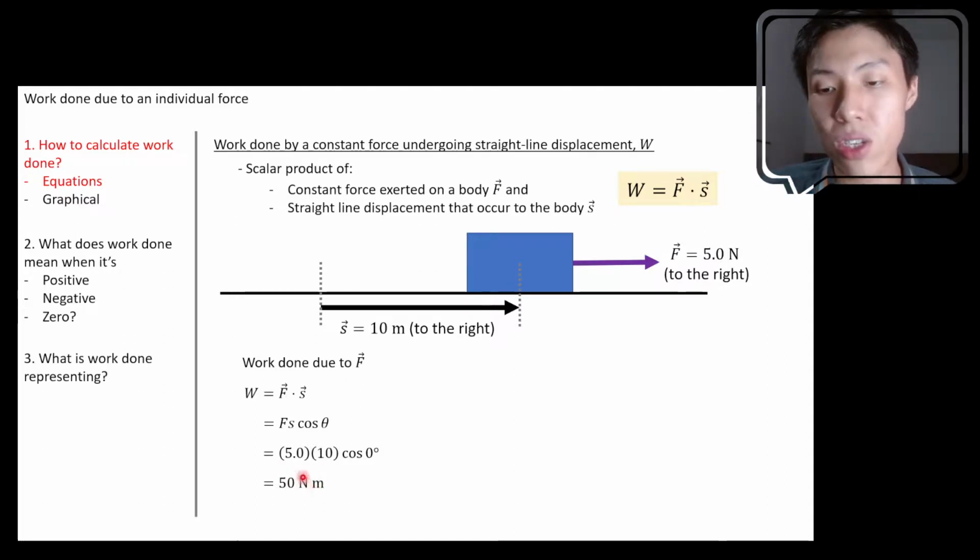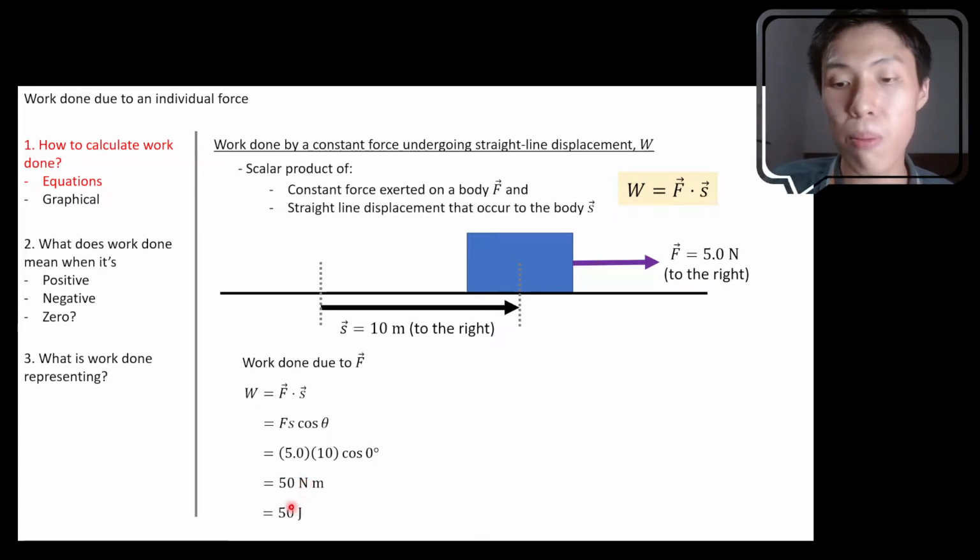So work done has a unit of Newton meter, but because we know that work done can be related to energy, which we will discuss in future videos, we also give it a new unit, which we name the joule. So we can change it to the symbol J to represent the unit for energy, joule. So the work done by this force, or work done due to this force, is 50 joule. Okay, so let's study deeper. What does this 50 joule mean?